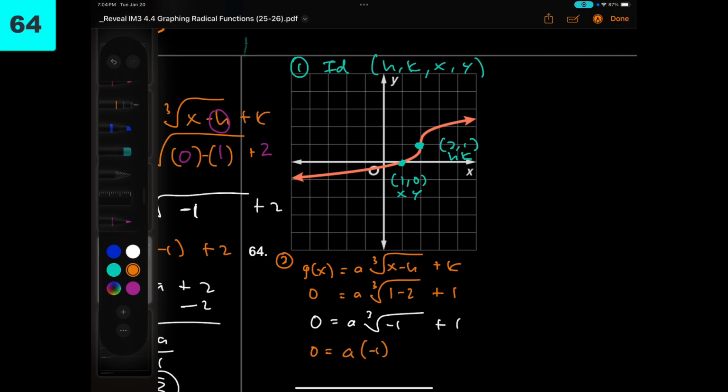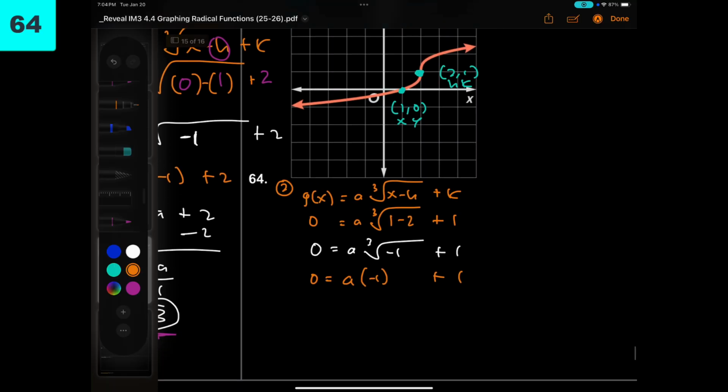That would become -1. If you're not sure about that one, you could just put it in your calculator. And then 0 equals -1a plus 1. So you subtract 1, divide, and you get a equals 1 is your answer.